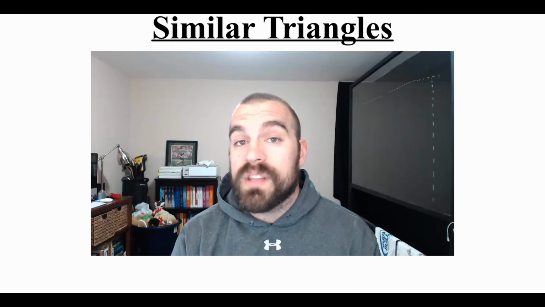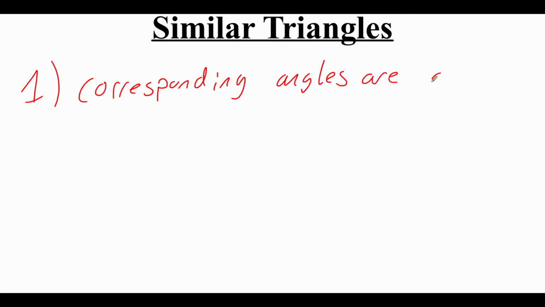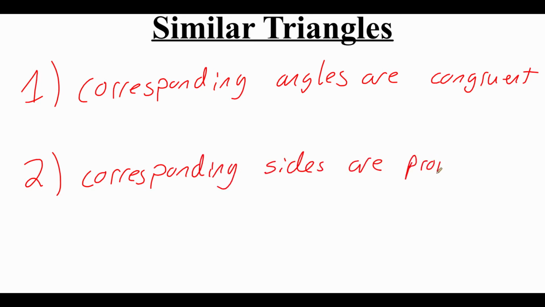In this video, we're going to look at similar triangles. Now, as we're talking about similar triangles and really similar figures in general, there are two properties that make shapes similar. The first property is that corresponding angles are congruent to each other. And the second property is that corresponding sides are proportional. We'll talk about what both of those mean as we look at a picture of a couple of triangles.